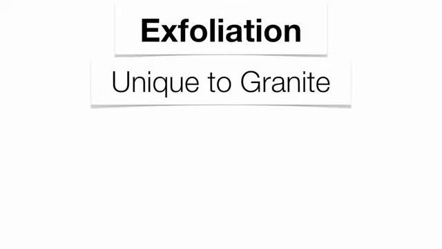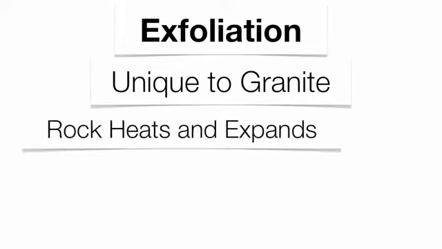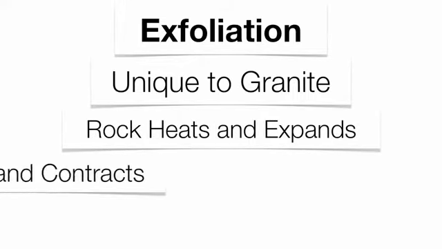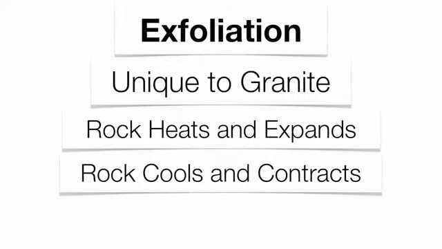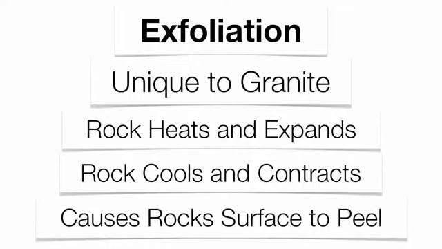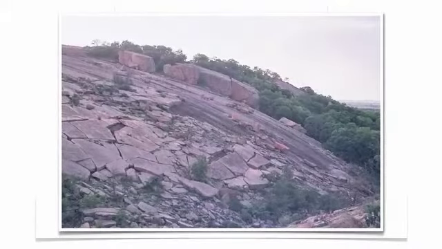Exfoliation is a type of physical weathering only found with granite. Granite is going to heat up and expand, it's going to cool off and contract. After thousands of years of this expansion and contraction, eventually the outer layer of rock will break apart and almost peel apart, almost like a shell on a hard-boiled egg. So you tend to get these big slabs of granite that break away.